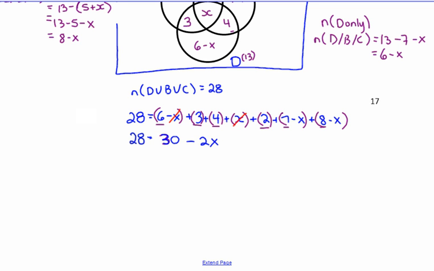We're almost done. We can figure out what x is. So 28 equals 30 minus 2x. What's the next step? No, it's a binomial. We're going to add or subtract. So this is a positive 30, which gives you negative 2 equals negative 2x. Now that it's a monomial, divide both sides by negative 2. And what does that give you?